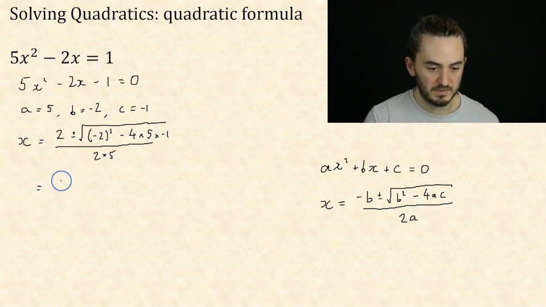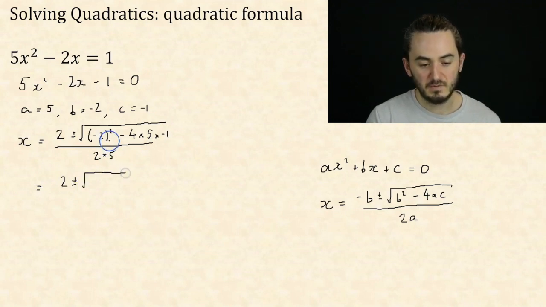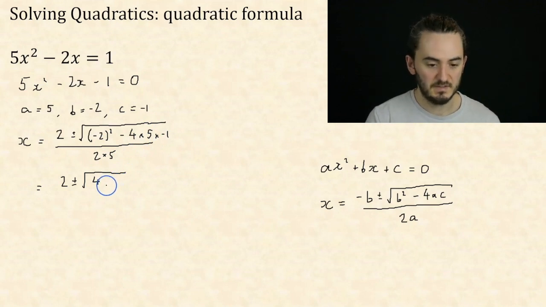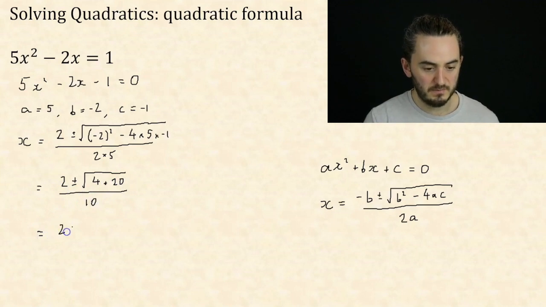So that gives us 2 plus or minus the square root of, and what have we got here? Negative 2 squared is 4. And then 4 times 5 times minus 1 is negative 20. So minus negative 20 is plus 20. And all of that is divided by 2 times 5, which is 10. You might think we are finished here: 2 plus or minus root 24 over 10.